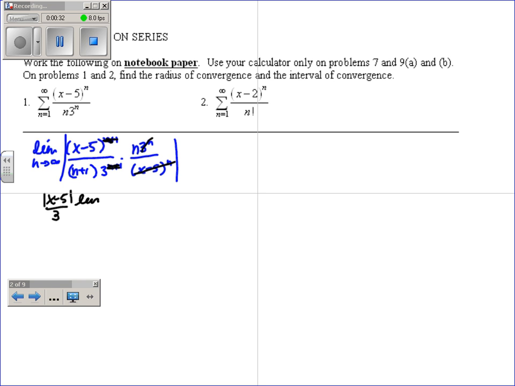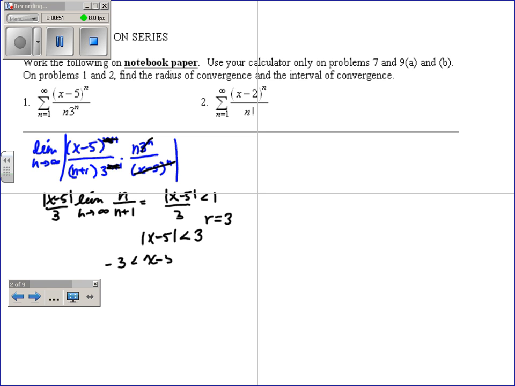We can pull it in front because it does not have an n. It's not affected by n going to infinity. So we get x minus 5 over 3, and this must be less than 1 in order for it to converge, which means x minus 5 must be less than 3. So our radius is equal to 3.